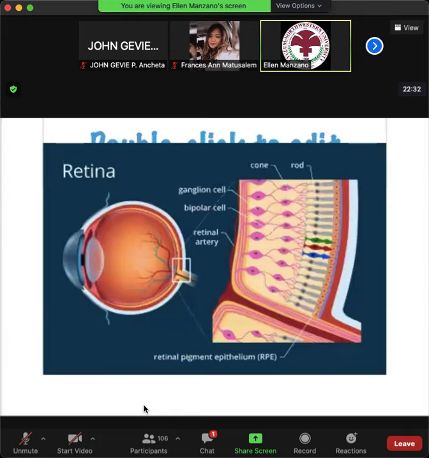So let's review the anatomy of the retina. This is a sagittal picture of the eye. This is the anterior segment comprising your what? Your cornea up to the lens. So the retina belongs to the posterior segment along with your vitreous, choroid, and of course your optic nerve.